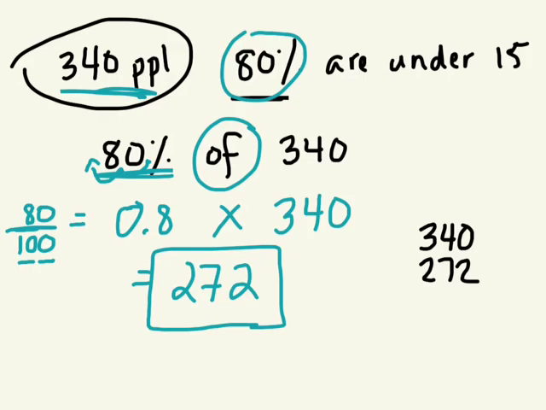Together, there's 340 people. 272 are under 15, which means that 68 are not under 15 years old.